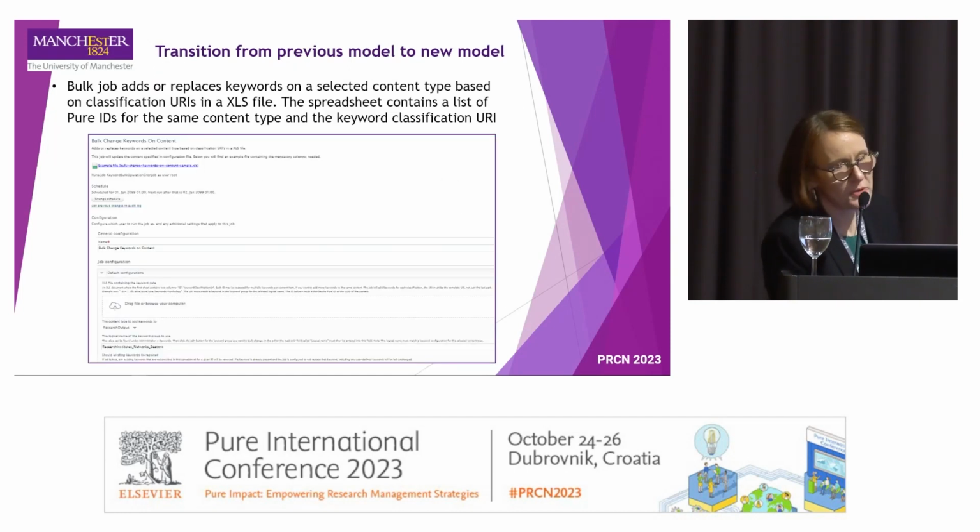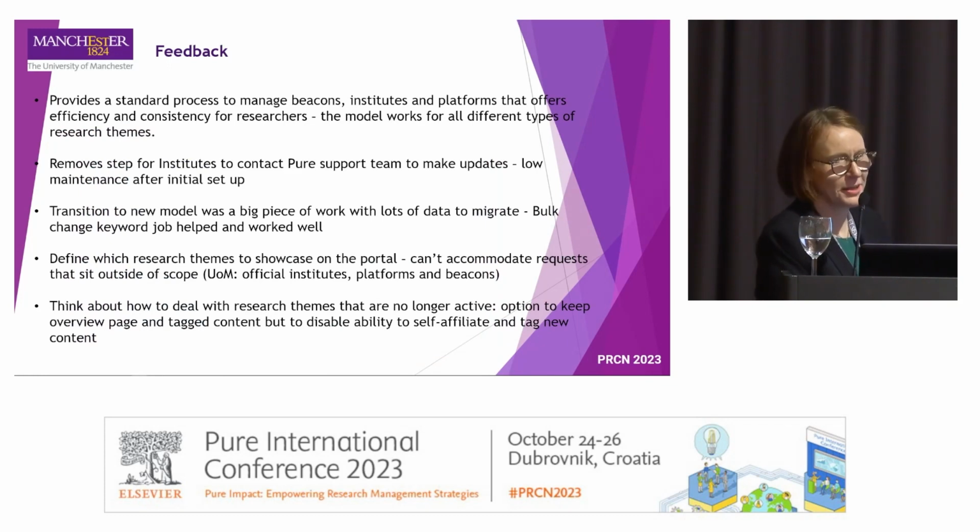So this job, I just copied what it looks like. It's an XLS file, and it's based on selected content type based on the classification URIs. So the spreadsheet contains a list of Pure IDs of that content, and then the keyword classification that we set up for the research theme, for example. And it's very simple to run, but we did that for all content types for all 21 institutes. So it took quite a while.